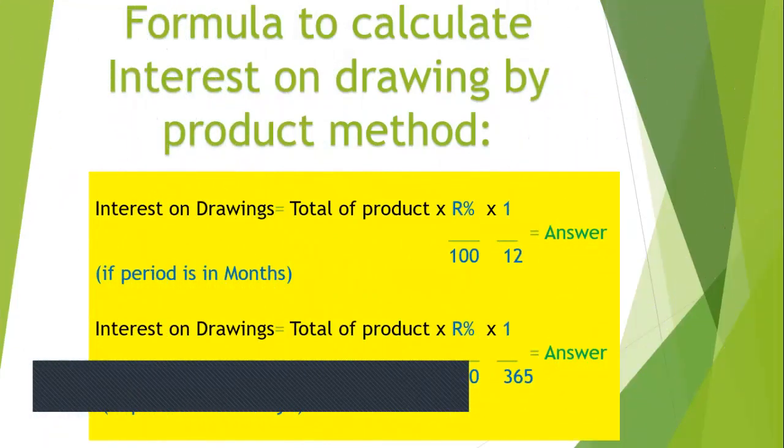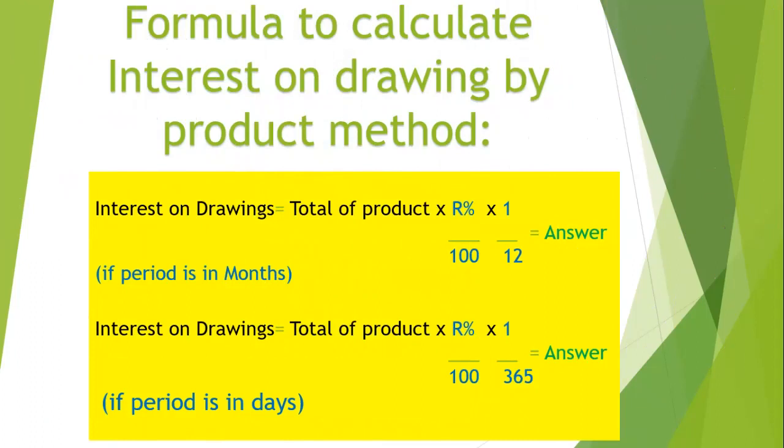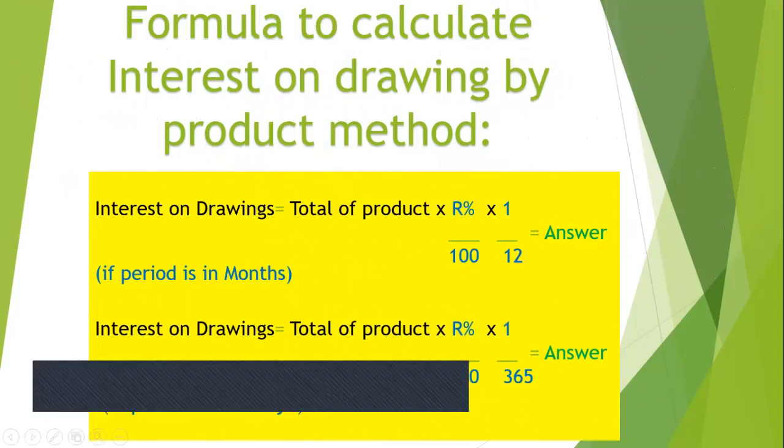So here you can see on your screen the formula to calculate interest on drawings by the product method. Interest on drawings is equal to total of product into rate of interest upon 100 into 1 by 12, then you will get the answer. In the bracket it is written: when the period is in months, that is, whatever duration we are calculating is coming in months, then we apply the formula 1 by 12.